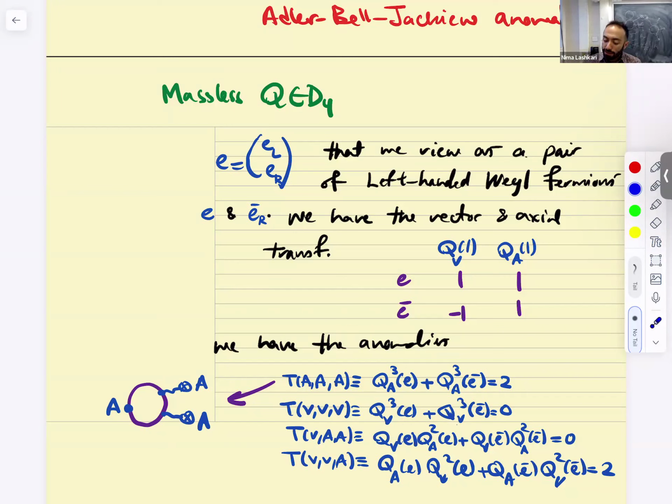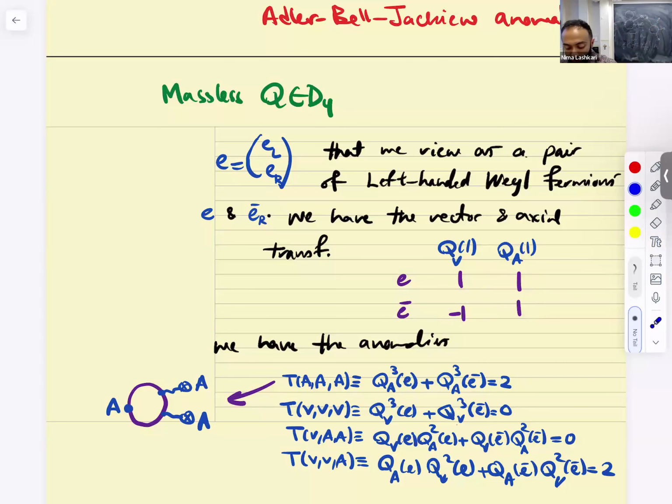Now I want to calculate the vector and axial anomalies. So here's how these E and E bar transform under vector and axial. Under vector, they have charge 1 and -1. The vector was treating the left-handed and right-handed the same way, but then I took the conjugate to bring it up, so that's why I split. Axial was treating left and right the same but opposite, but I took the conjugate, so it's like this.